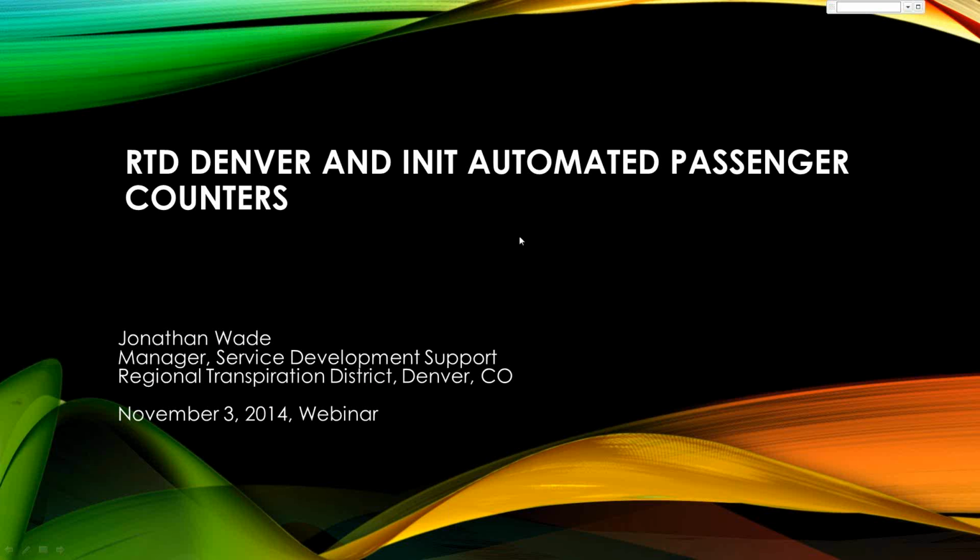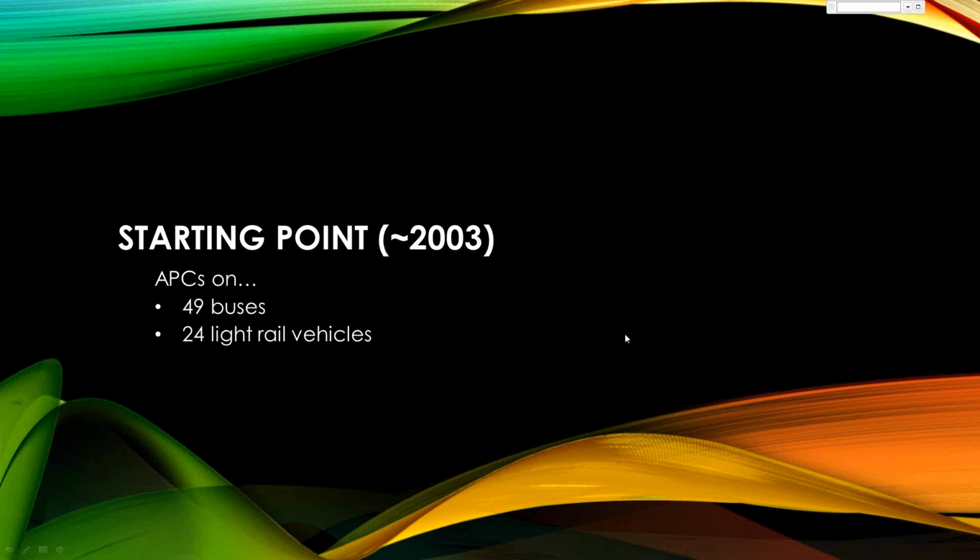Yes, I'm going to talk a little bit about our implementation of the Init automated passenger counters here in Denver. We started in about 2003, 2004, and we put APCs on 49 of roughly our 1,000 buses at the time, and on 24 light rail vehicles. We've grown quite a bit since then in terms of using APCs because we found them very reliable and giving us good data, and I'll show that as I go through my presentation.